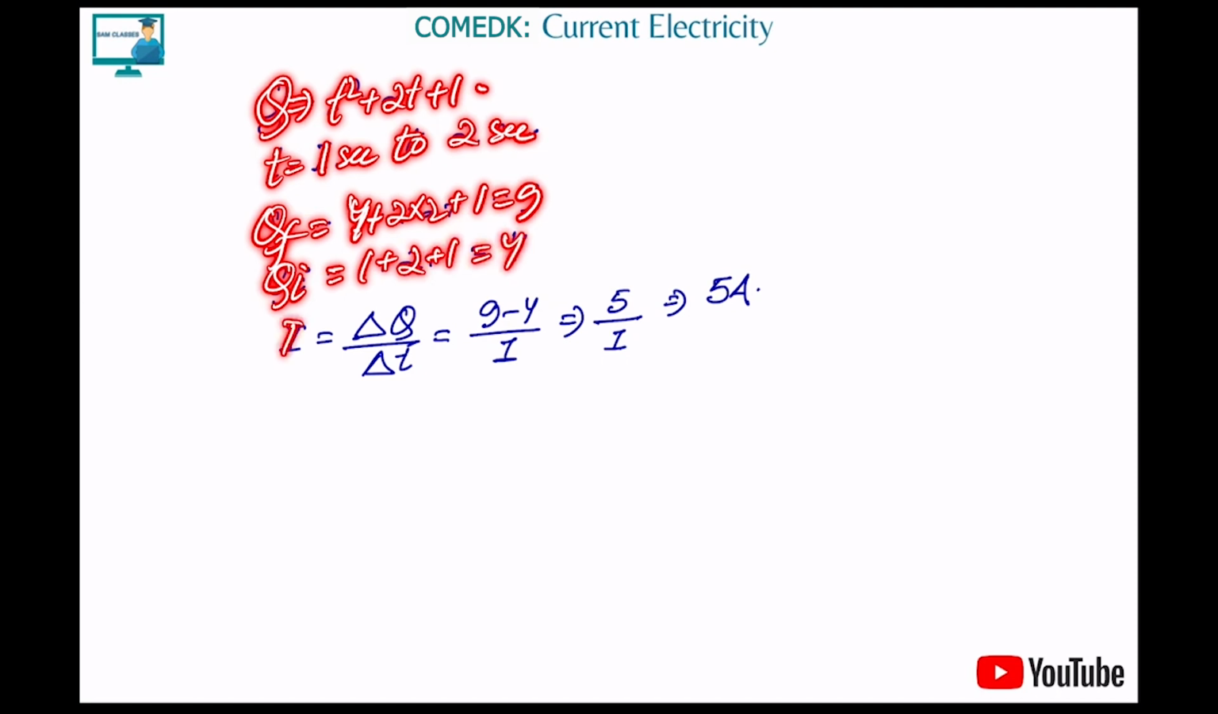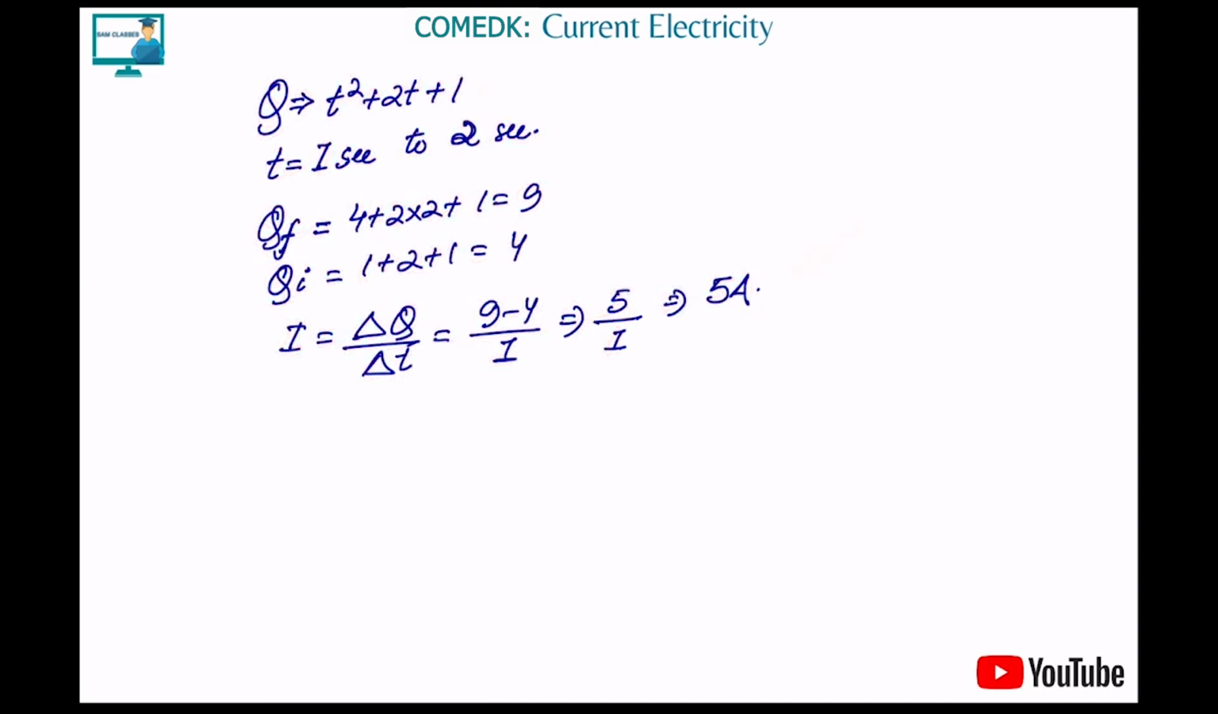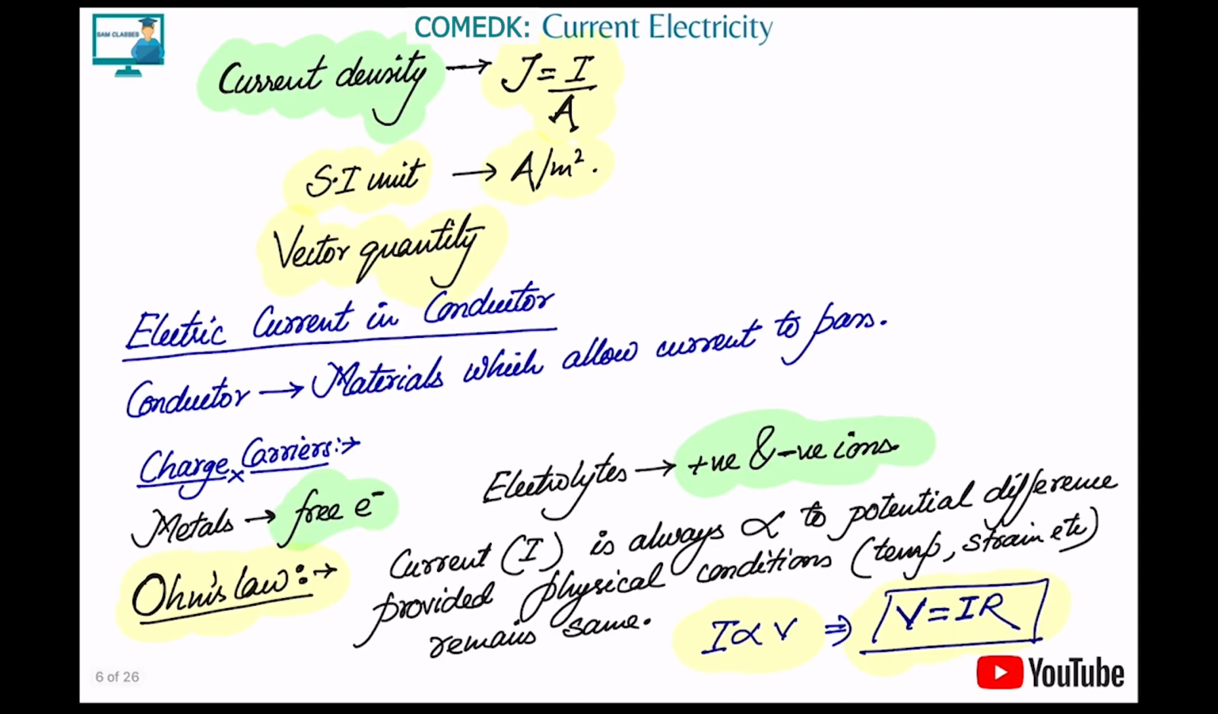So current is equal to what? dq by dt or delta q by delta t. Here we are talking about the change in charge, so final minus initial by time. 2 minus 1 is 1, so that is equal to 5 by 1, which is 5 ampere. That's it. Very simple, I have taken it just for the sake of taking, not very difficult. Next is current density.